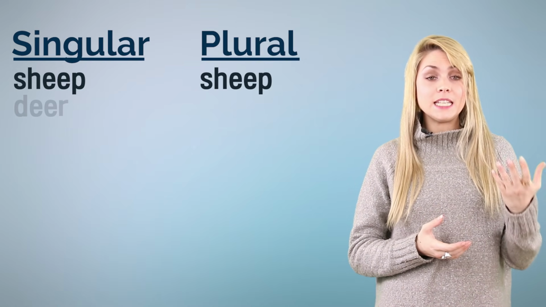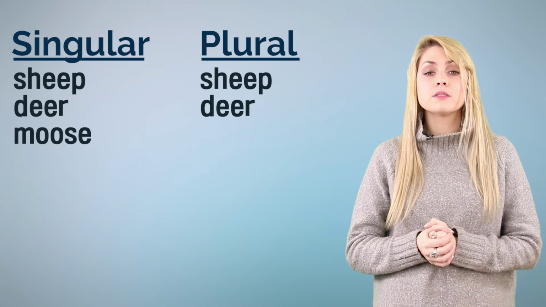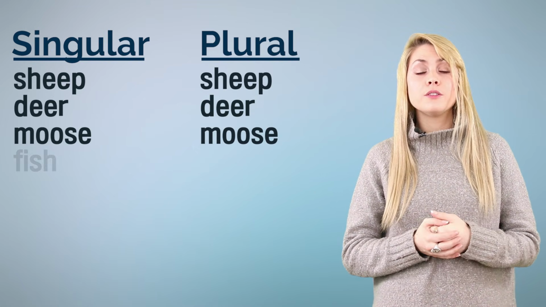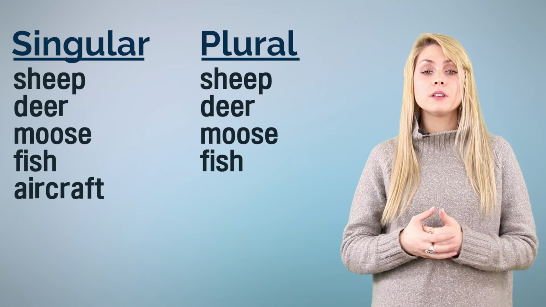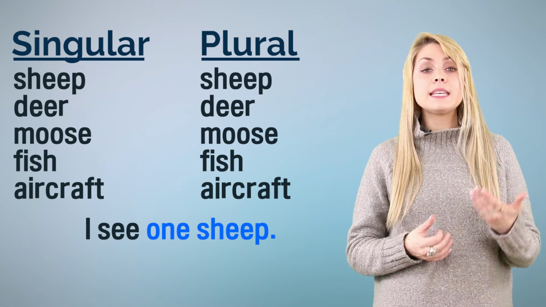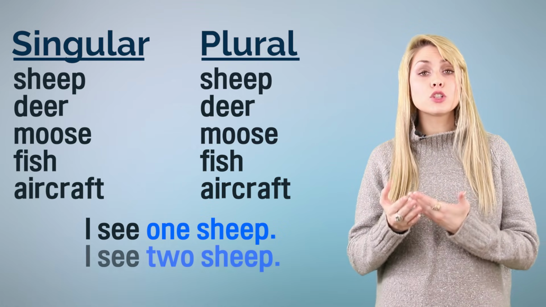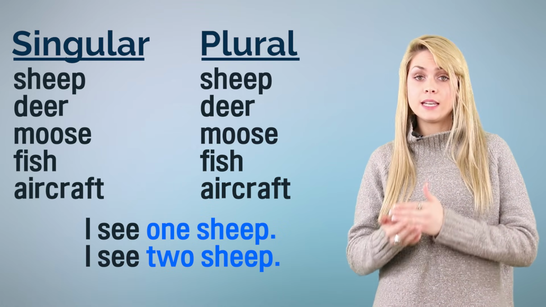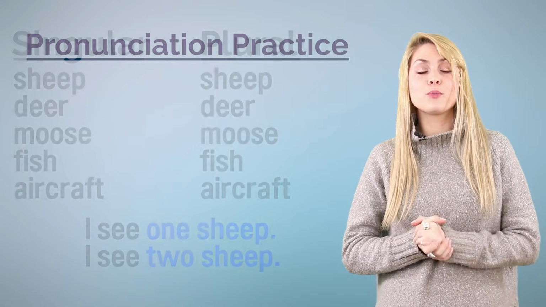Same goes for deer, deer. Moose, moose. Fish, fish. Aircraft, aircraft. Okay, so you will say, I see one sheep, but also I see two sheep. The exact same word. Okay, let's go back for pronunciation.